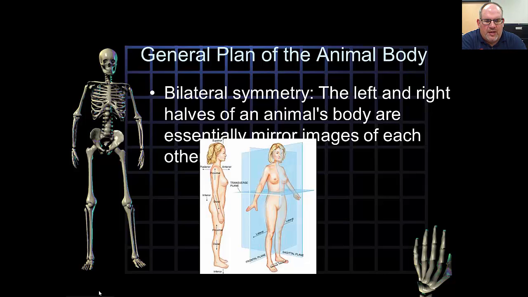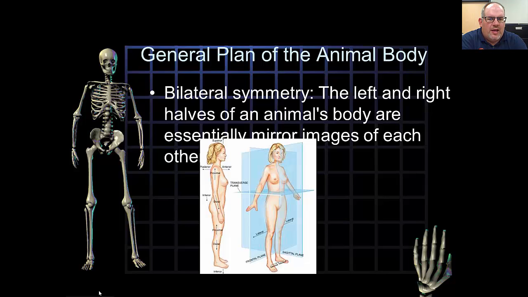Posterior means the same thing as dorsal. Anterior is going to mean the same thing as ventral. And we'll see this sometimes accidentally used in veterinary medicine, but we prefer the terms cranial and caudal and dorsal and ventral. They're actually more correct than the human terms superior and inferior.